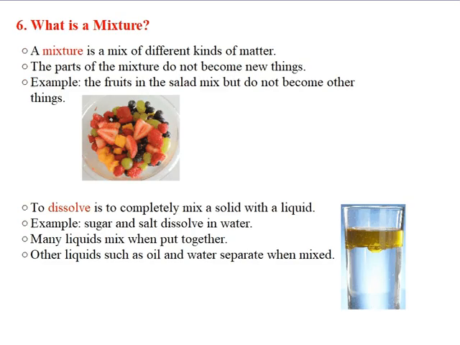Finally, what is a mixture? A mixture is a mix of different kinds of matter. The parts of the mixture do not become new things. For example, the fruits in the salad mix together but do not become other things. They are still fruits, as we can see in the picture.